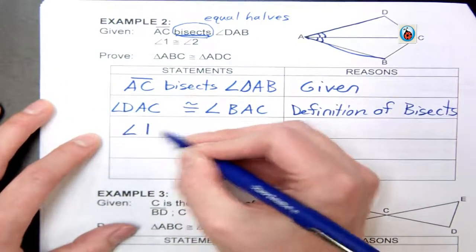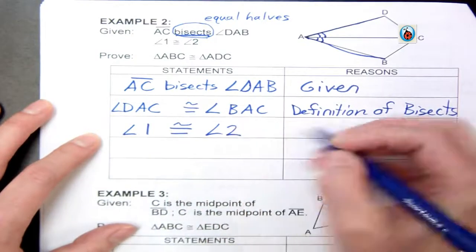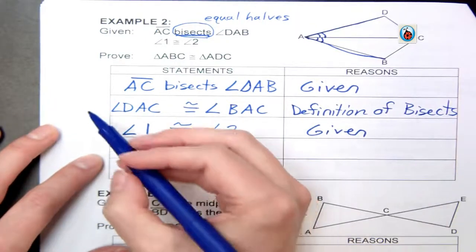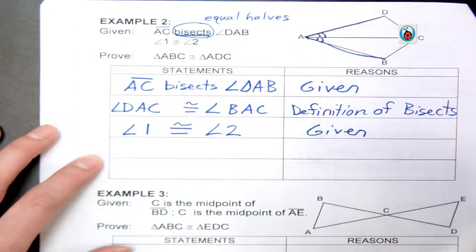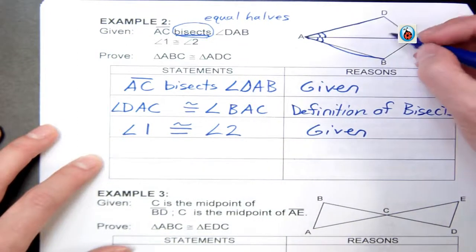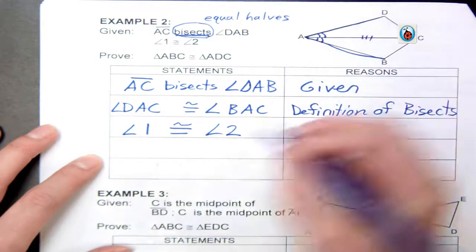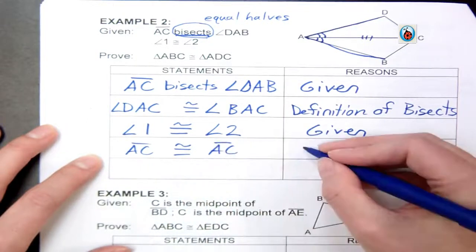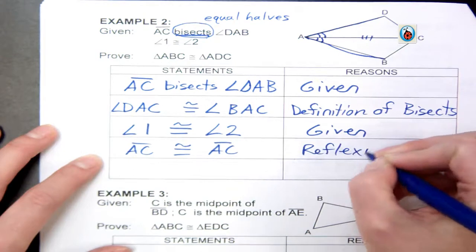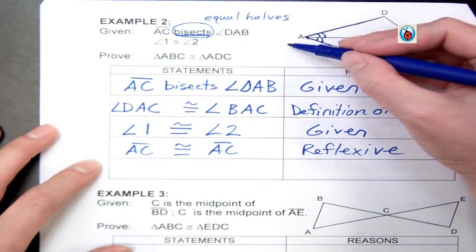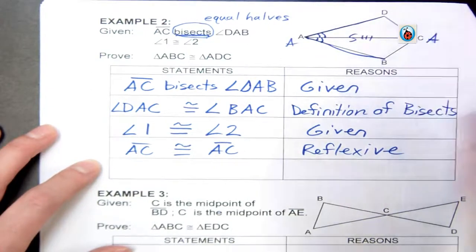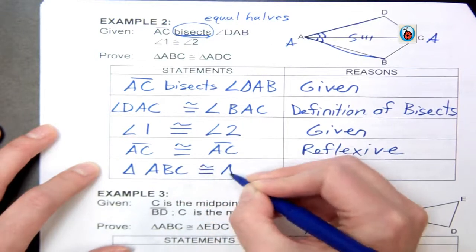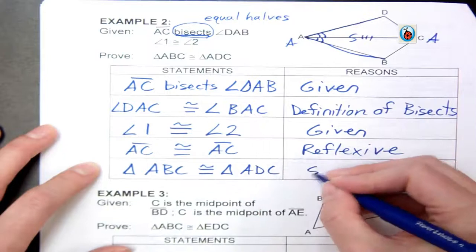My next given is really easy. Angle 1 is congruent to angle 2. That is given. And so here I have an angle. I have to look for a side or something else, and I find that reflexive side in the middle. And so I'll list out AC is congruent to AC, and that is reflexive. So now I have an angle, I have a side in the middle, I have an angle, and so I can prove ABC is congruent to triangle ADC by side angle side.